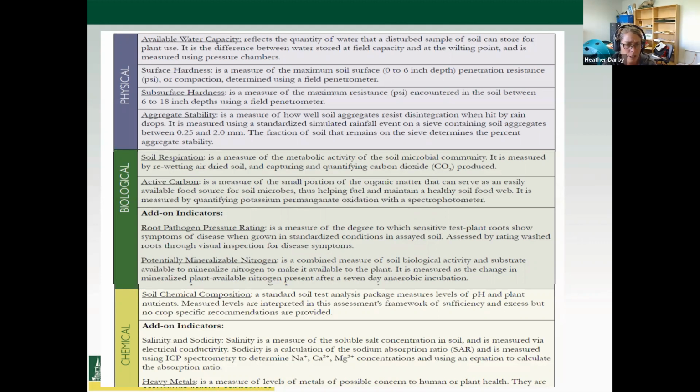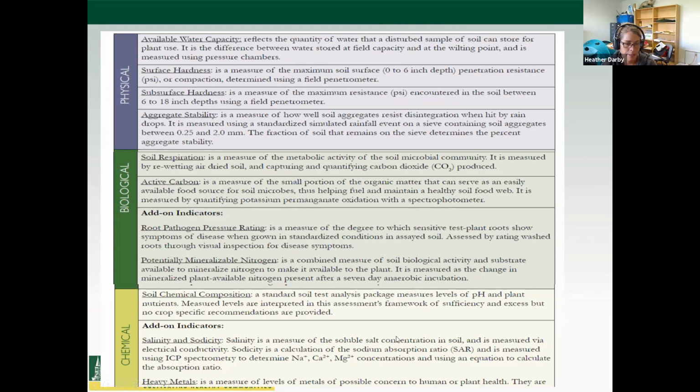With the biological indicators, they have now settled on soil respiration and active carbon. And so again, these are indicators of biological activity. These have changed a little bit over time. You can also get some other indicators too. Some protein analysis is one. You can get potentially mineralizable nitrogen is another one. So again, they've settled on a suite of biological indicators that they have researched to be meaningful and easy to take.